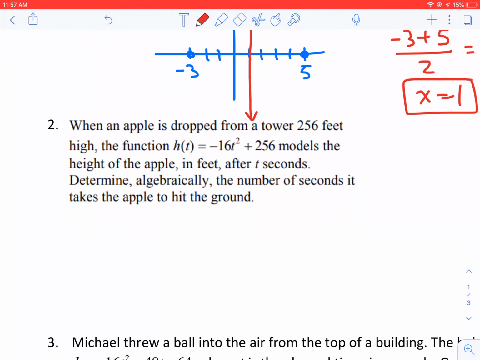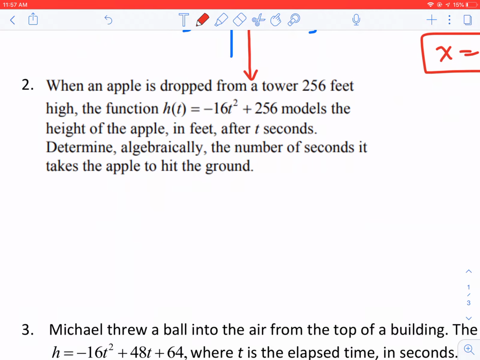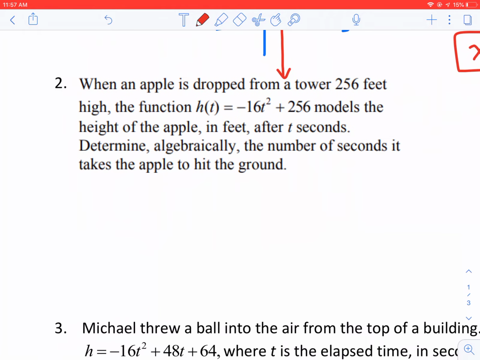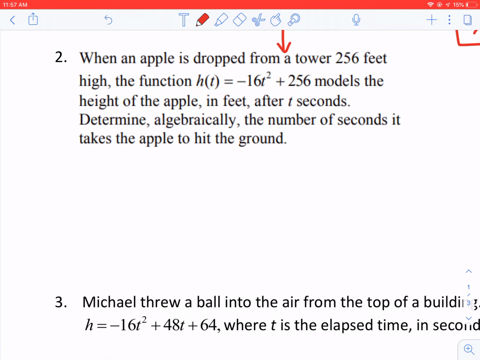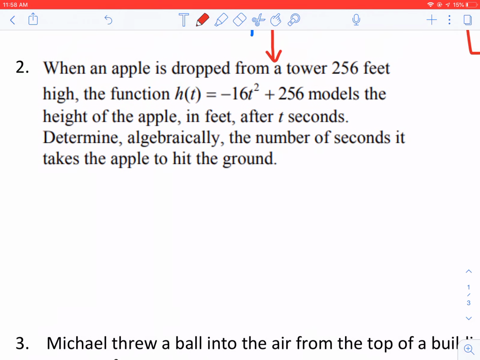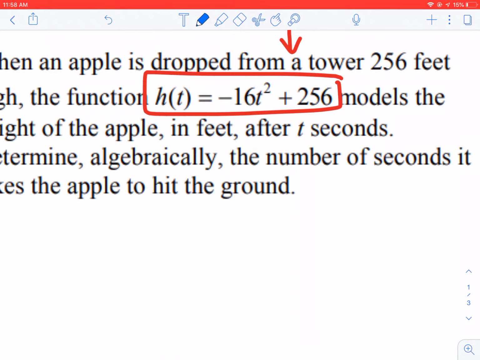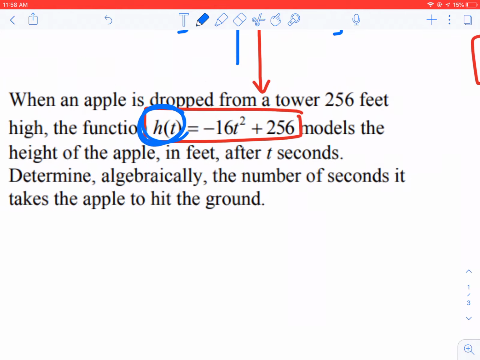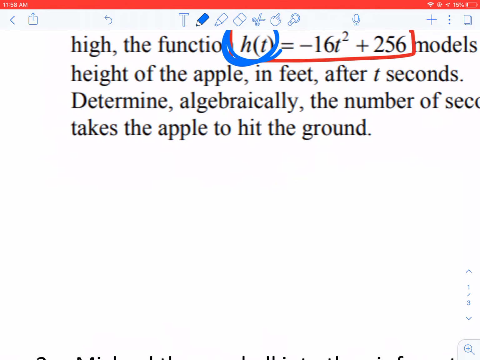Alright, number 2. When an apple is dropped from a 256-foot high tower, we get that function to model its height in feet after t number of seconds. Determine algebraically when the apple hits the ground. When something hits the ground, we set our function equal to 0, because the function is for the height, and when something hits the ground, its height is going to be 0. So I'm going to make h of t equal to 0: 0 equals -16t squared plus 256.